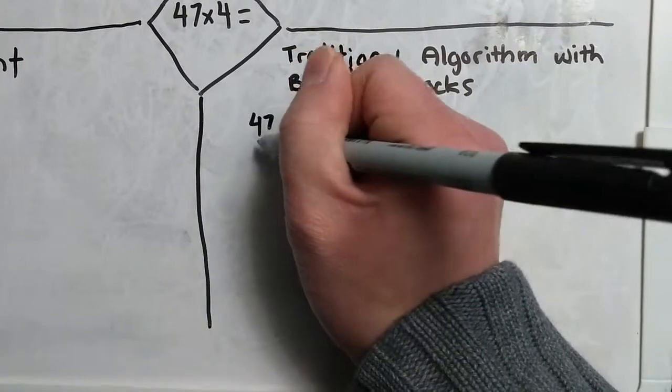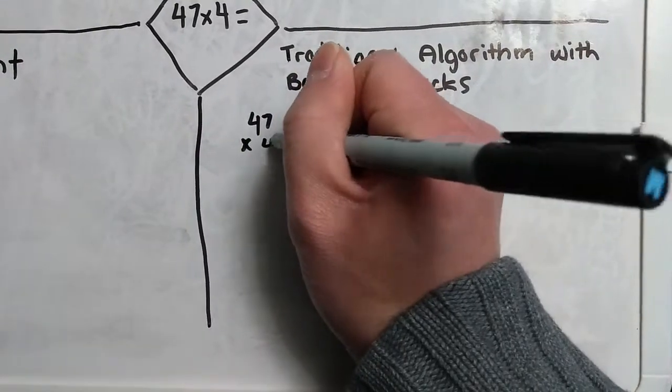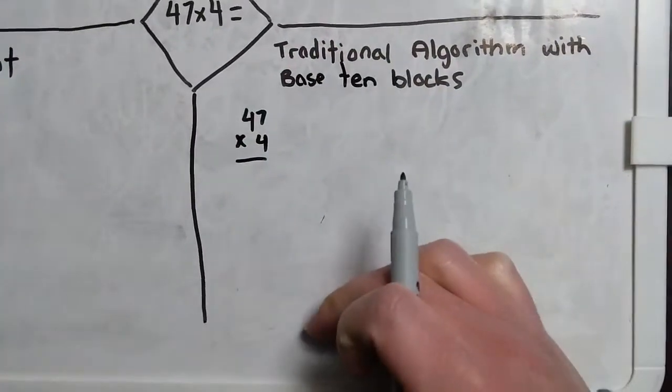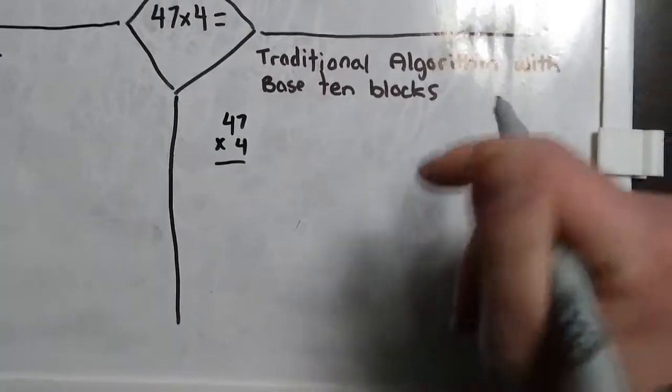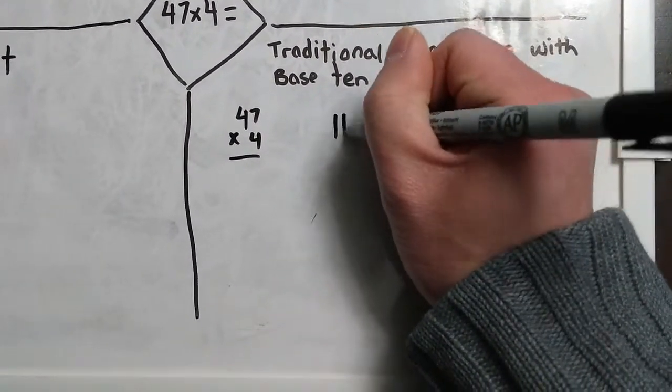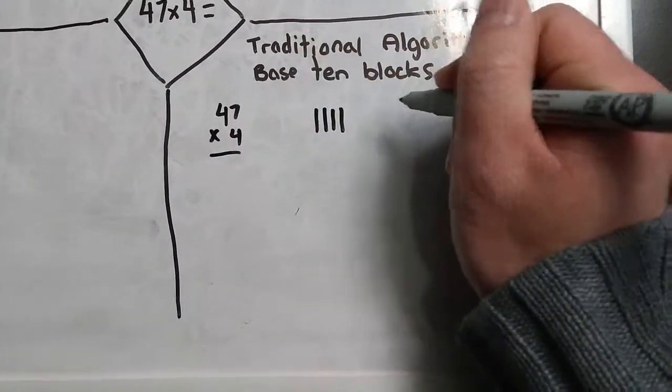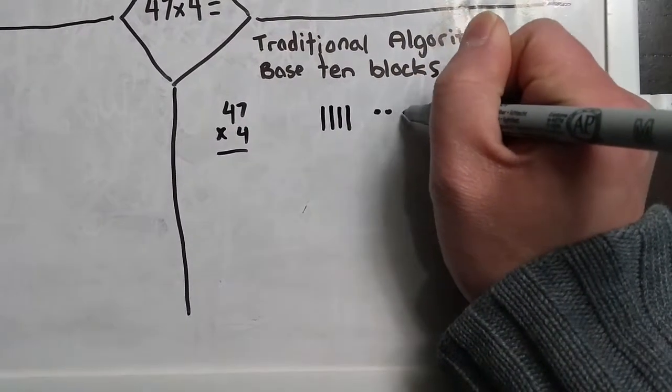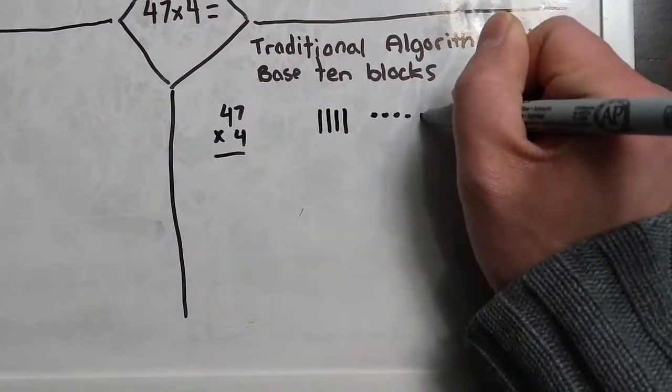Lastly, we'll look at traditional algorithm using base 10 blocks. I have 47 times 4. I'm going to draw 47. I will start with 4 rods, or 4 tens. 10, 20, 30, 40. Next, I'm going to draw 7 ones.